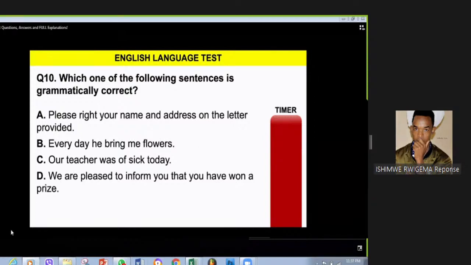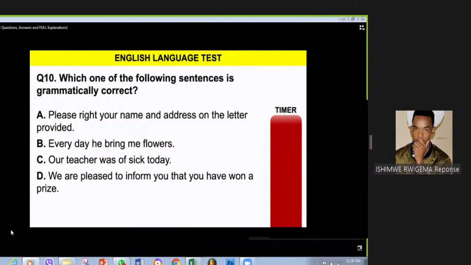Before you continue to the English test, there was a problem I have seen that everyone made on the last question of the mathematics. If you calculate very well, the answer should be E. You have to calculate.